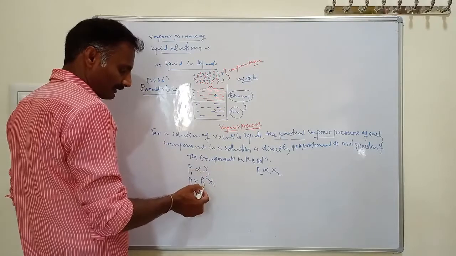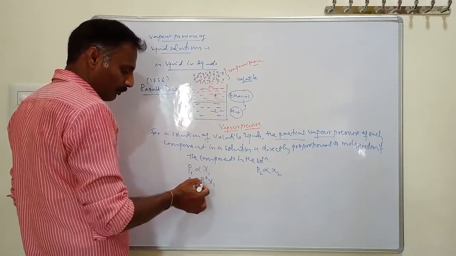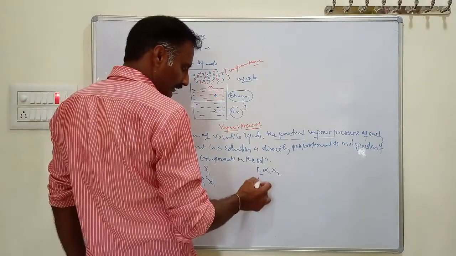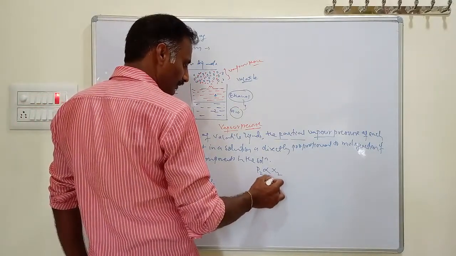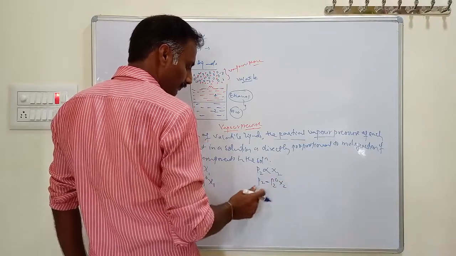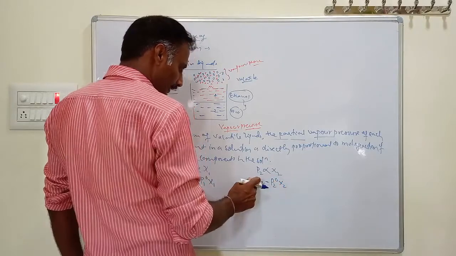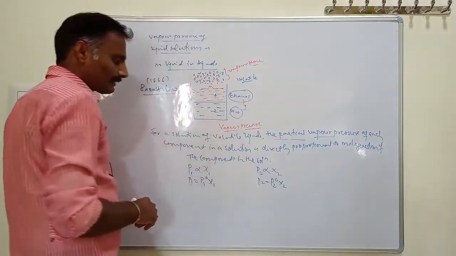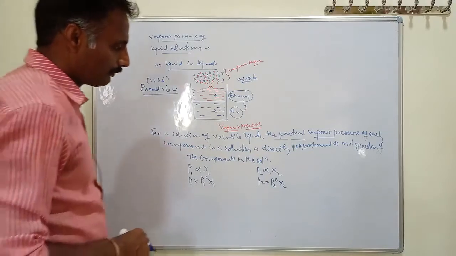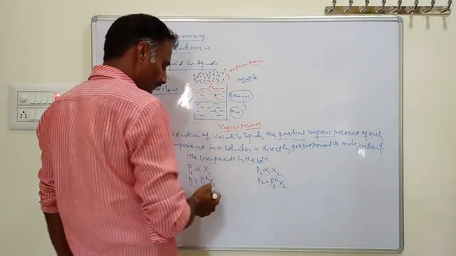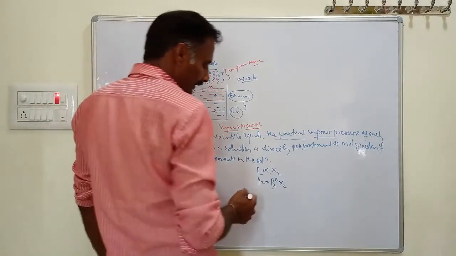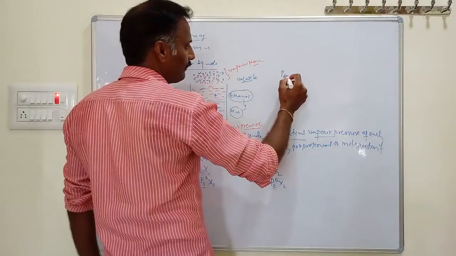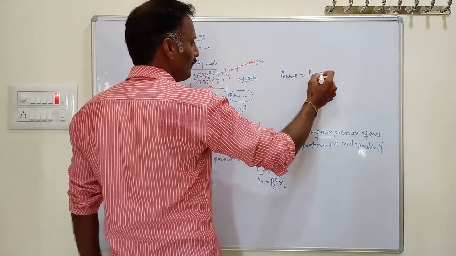P1 naught is called the vapor pressure of the pure component. This is the partial pressure P1, and this is X1. Similarly, in the case of component 2, P2 equals P2 naught times X2. P1 and P2 are called partial pressures, and P1 naught and P2 naught are the vapor pressures of the components in the pure form, that is, the pure solvents. Then P total is equal to P1 plus P2.